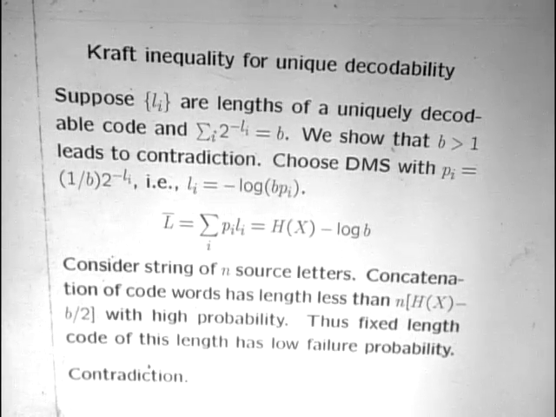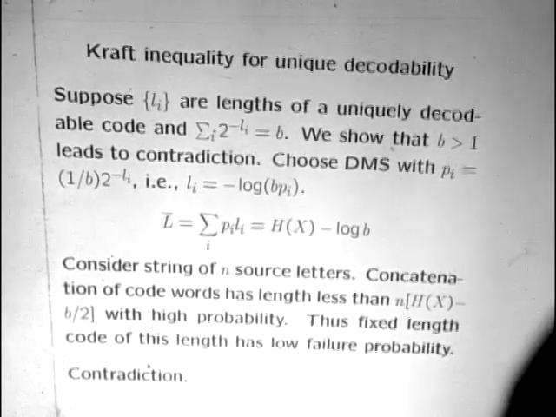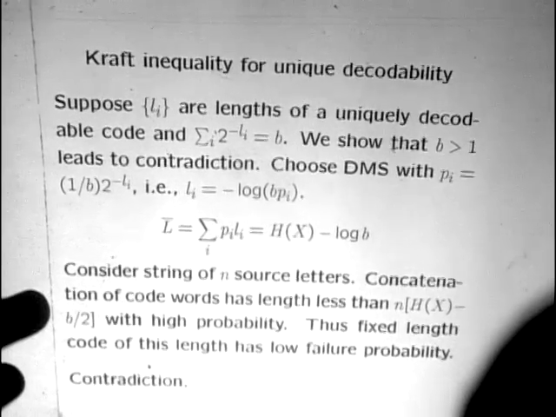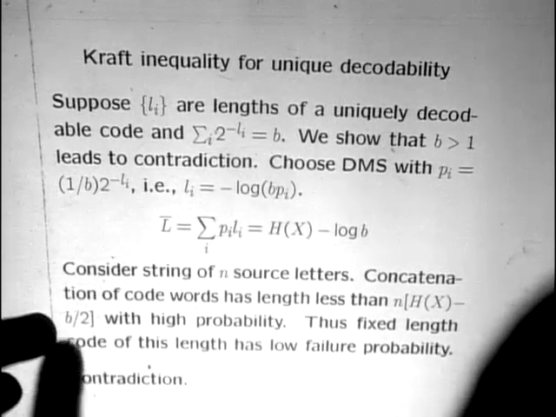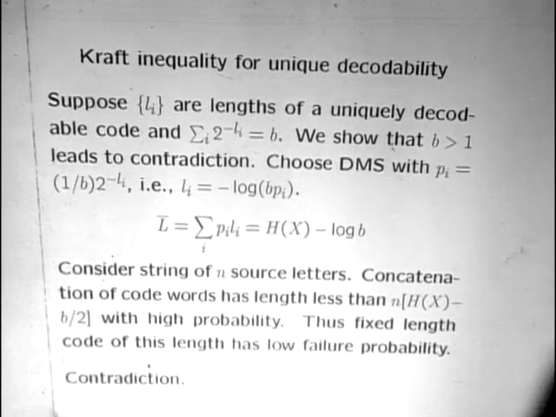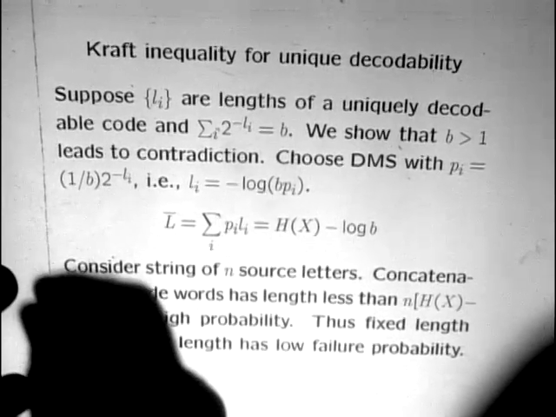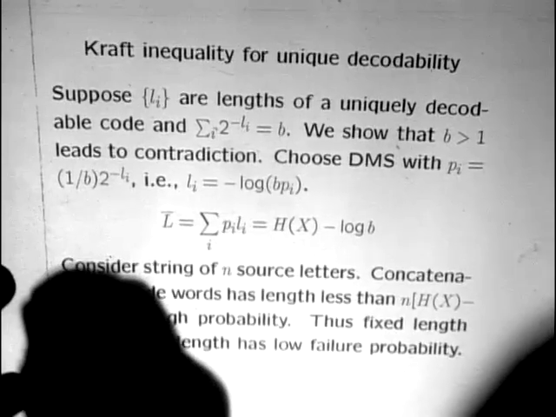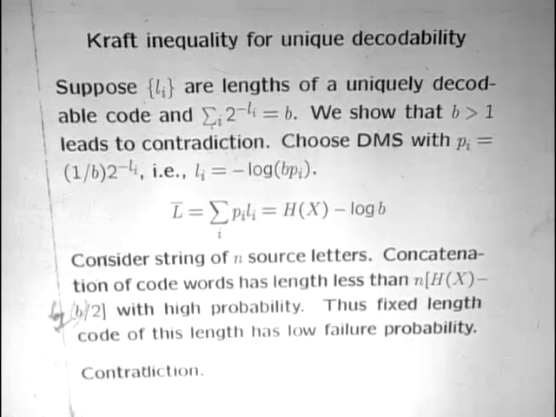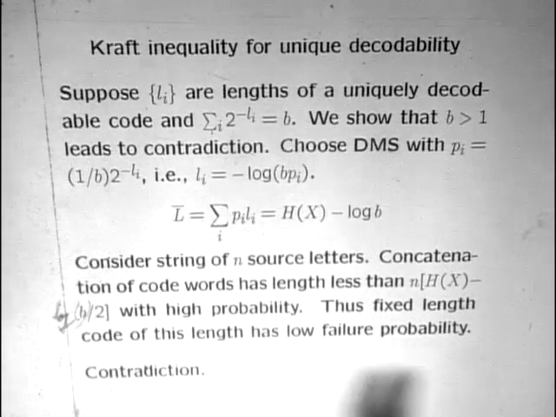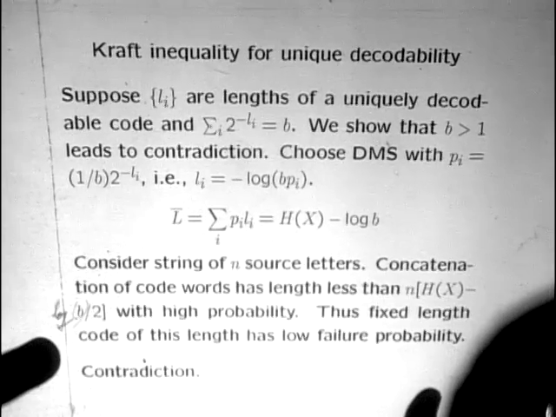Okay, so now what I'm going to do is to consider strings of n source letters. I'm going to make these strings very, very long. When I concatenate all these code words, I'm going to wind up with a length that's less than n times H(X) minus (log b)/2, with high probability. And thus a fixed length code of this length is going to have a low failure probability.